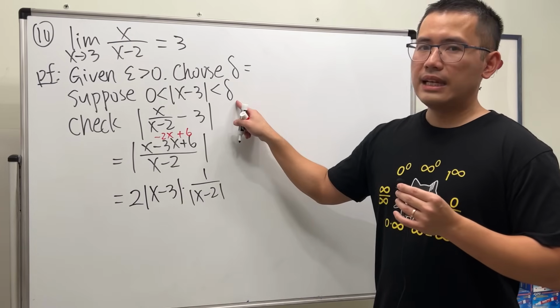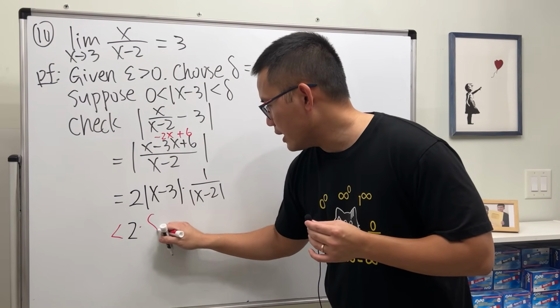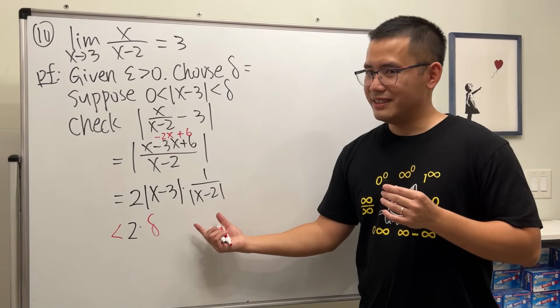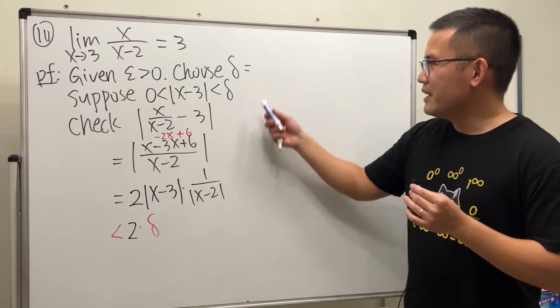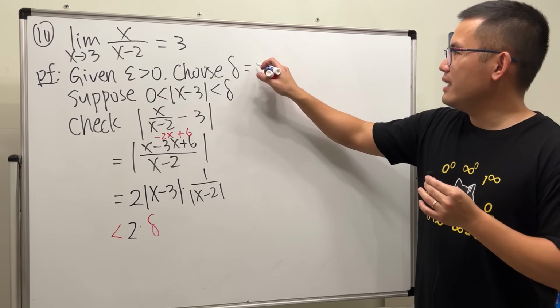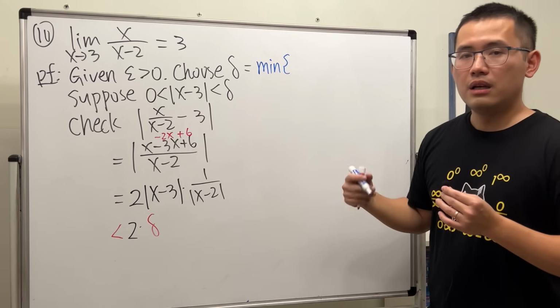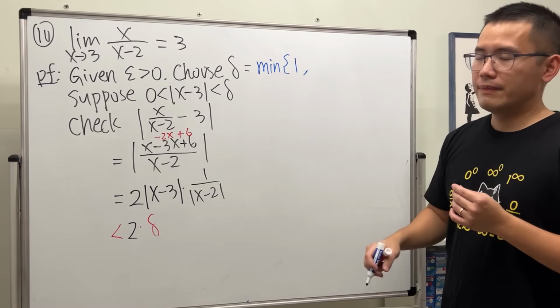This is less than delta. So we can say that's less than 2, still 2, delta is here. But what do we do with this? Yeah, we have done this twice already. Go ahead, come here and say delta is equal to the minimum, and then right here pick a number that you want. Earlier I told you let's use 1, so let's see what if we still use 1.